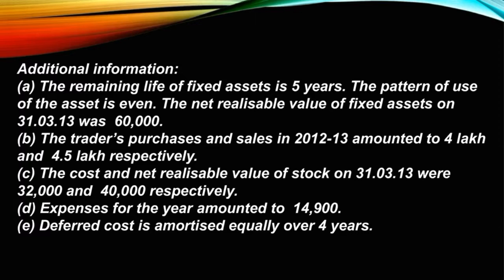The third additional information is given as the cost and net realizable value of stock on 31st March 2013, which were 32,000 and 40,000 respectively. Usually in a going concern, we enter closing stock at cost or net realizable value, whichever is lower. Here cost is lower than net realizable value. So we need to enter 32,000 as closing stock in the credit column of the P&L account. But for non-going concern, we need to write 40,000, the net realizable value. Usually in non-going concern, we need to enter entries at net realizable value.